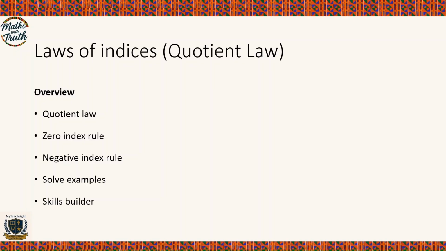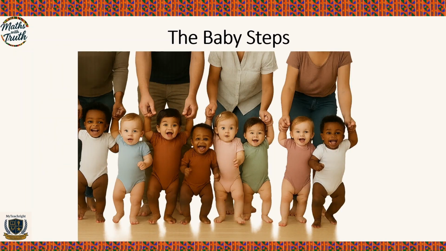And then by examples, we see how the zero index rule and negative index rule can be derived from the quotient law of indices. Then we solve several examples that enable you to build the skill and confidence that you need to solve indices problems. At the end, we have a skills builder that helps you to further deepen the skills that you build from this video. So as usual, we start with the baby steps.